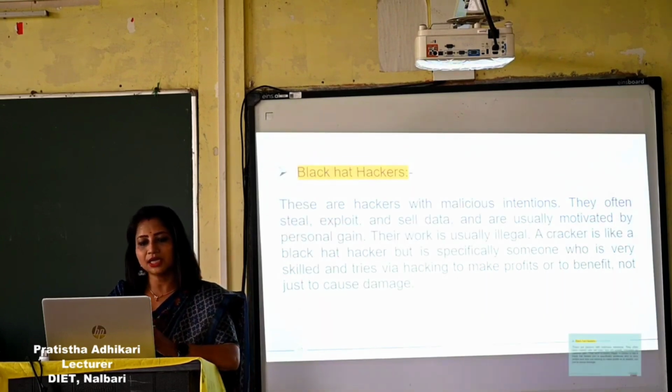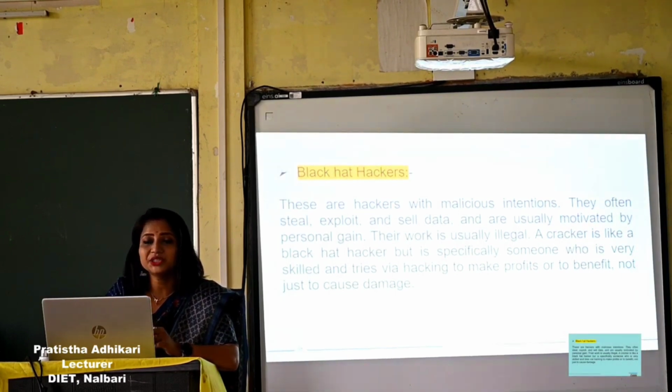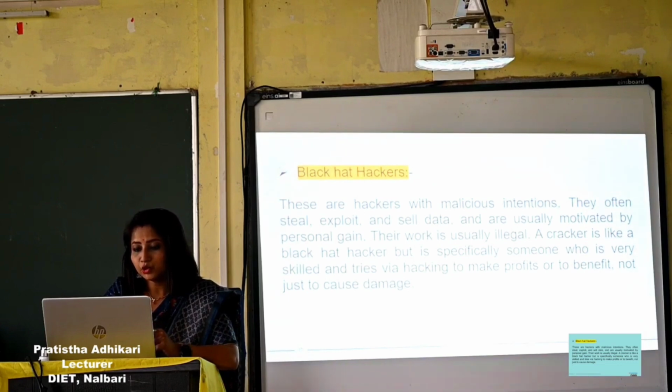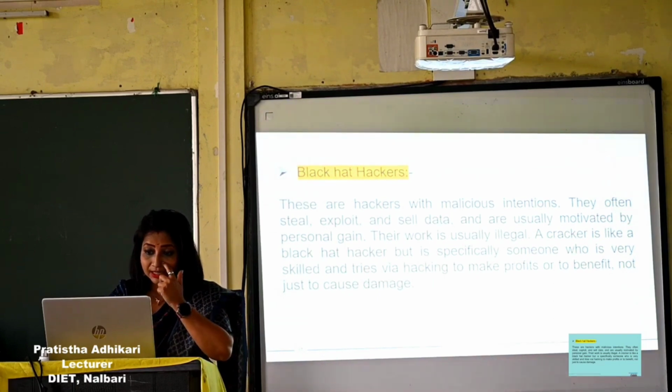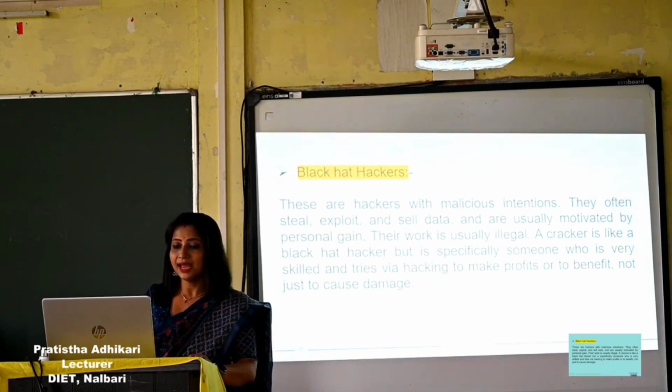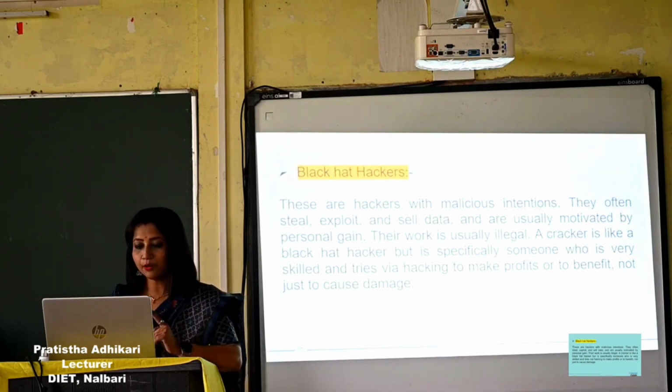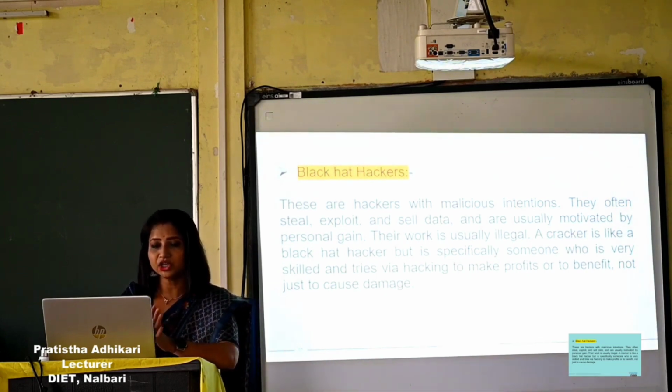The next type of hackers are called the black hat hackers, and these hackers are with malicious intentions. They often steal, exploit and sell data and are usually motivated by personal gain. Their work is usually illegal. A cracker or black hat hacker is like a black hat hacker, but is specifically someone who is very skilled and tries via hacking to make profits or to benefit, not just to cause damage.